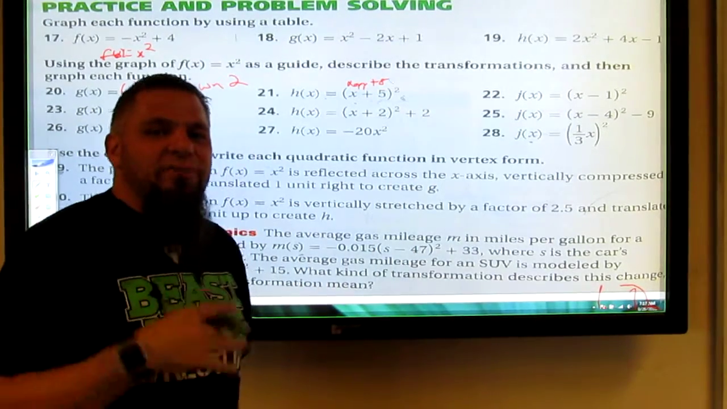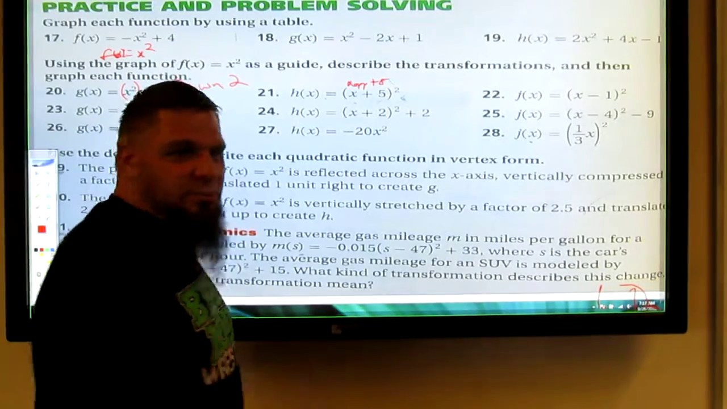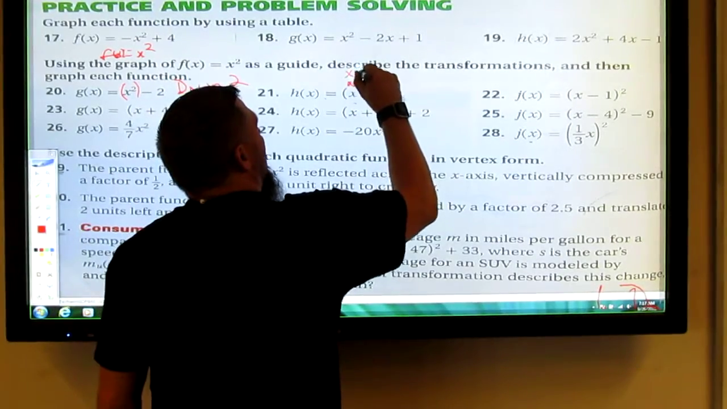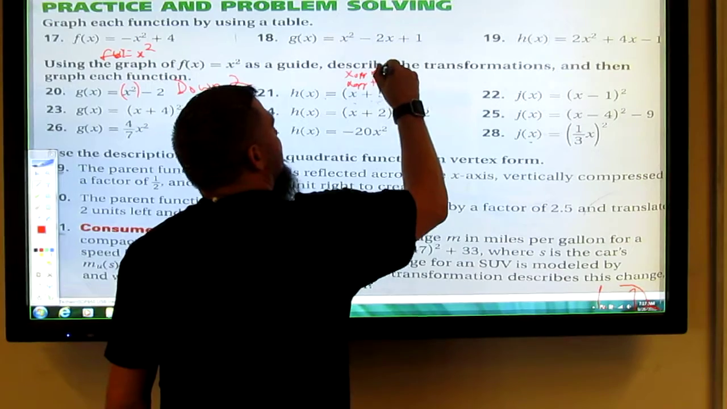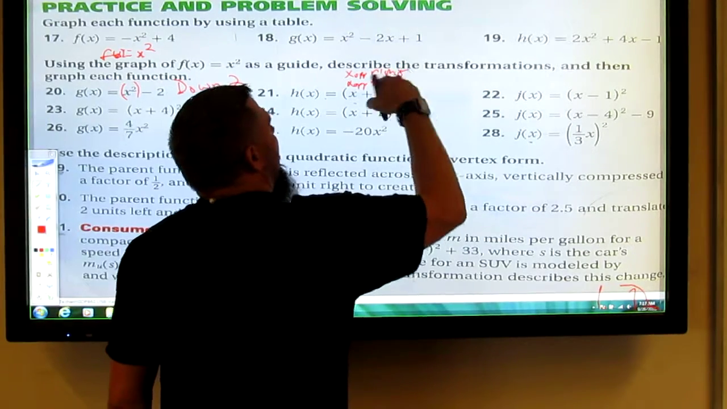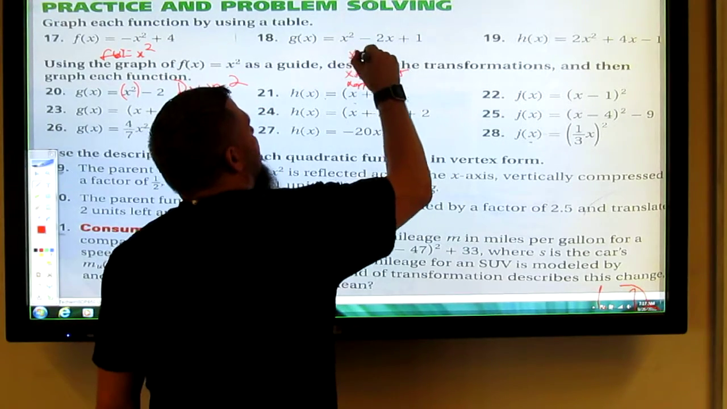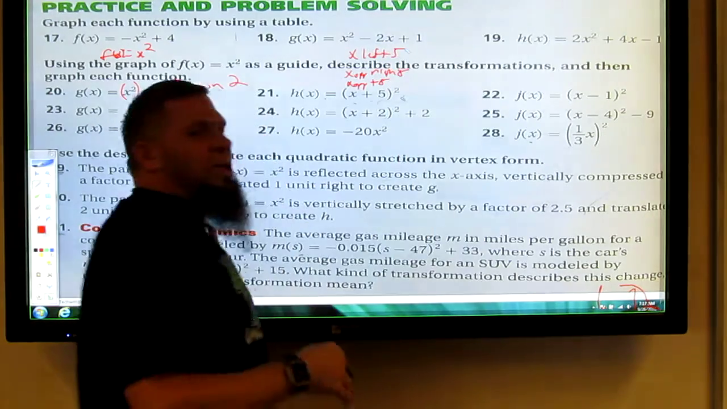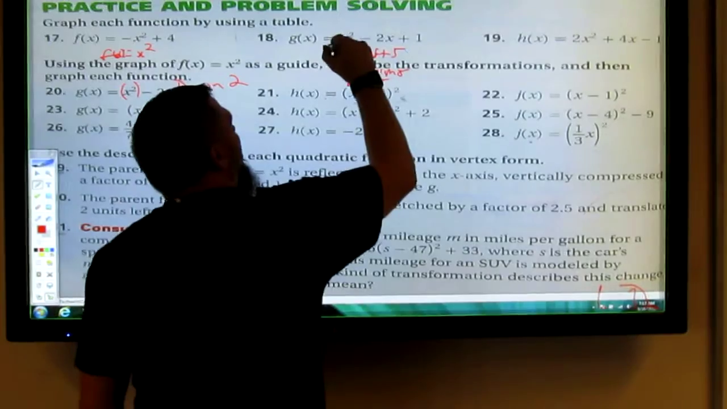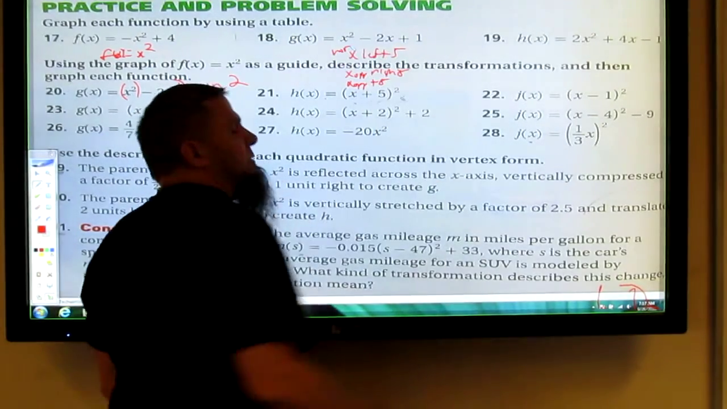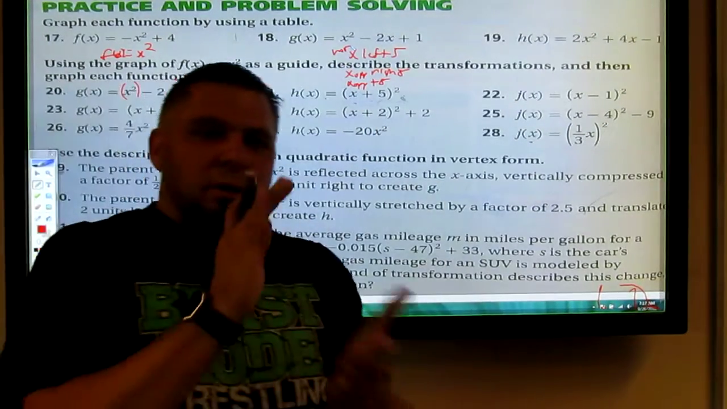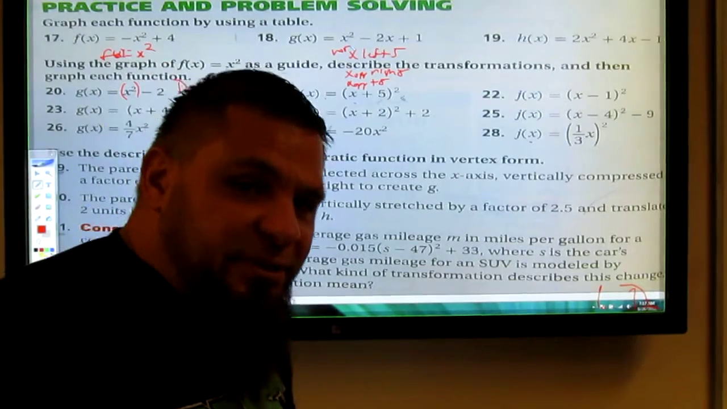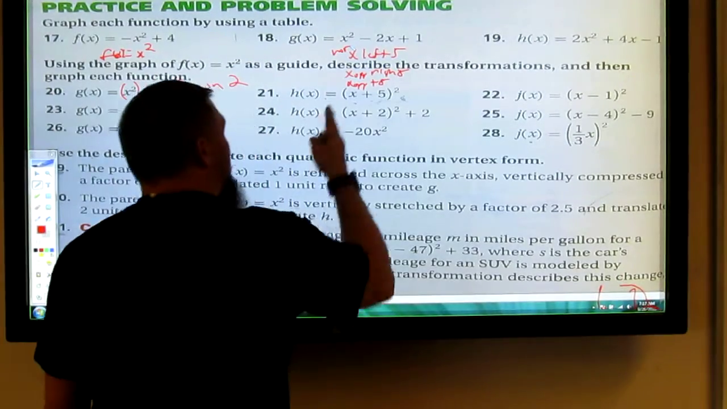Plus 5 means right. What's the opposite of right 5? Left. So x opposite of right 5. And so we say opposite of right means x left 5. So it's a horizontal. Okay? So it's horizontal shift. Right? Horizontal shift left 5.